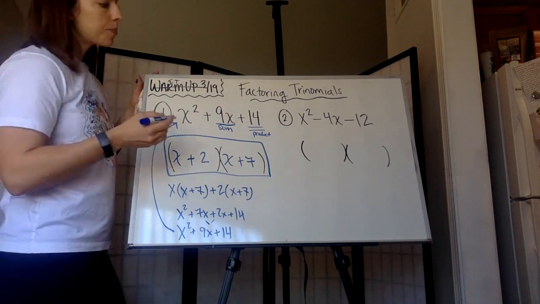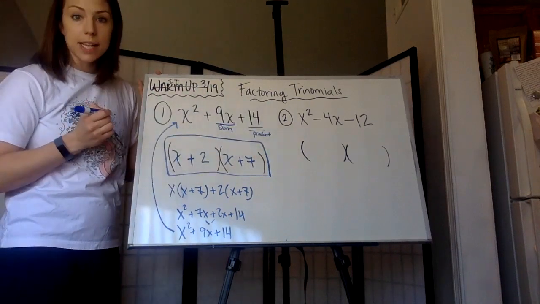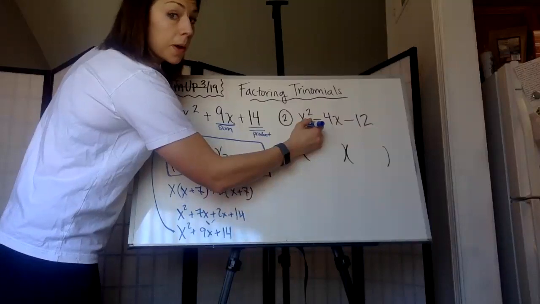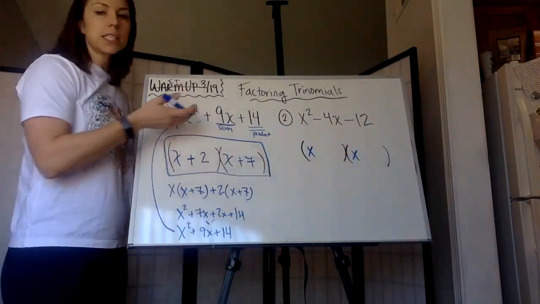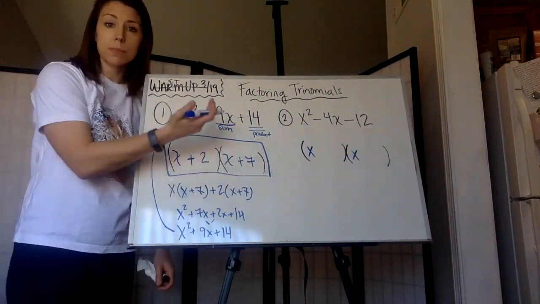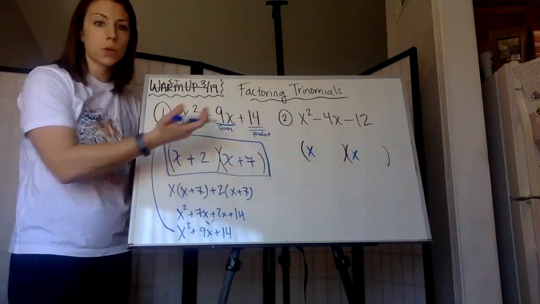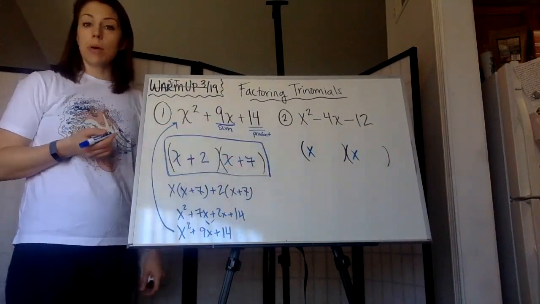All right, here we go. So in the second one, I'm going to set up my first term. What times what is x squared? x times x. And if this was a different variable like b, then it would just be b and b, or a squared would be a and a. Now I play the game.